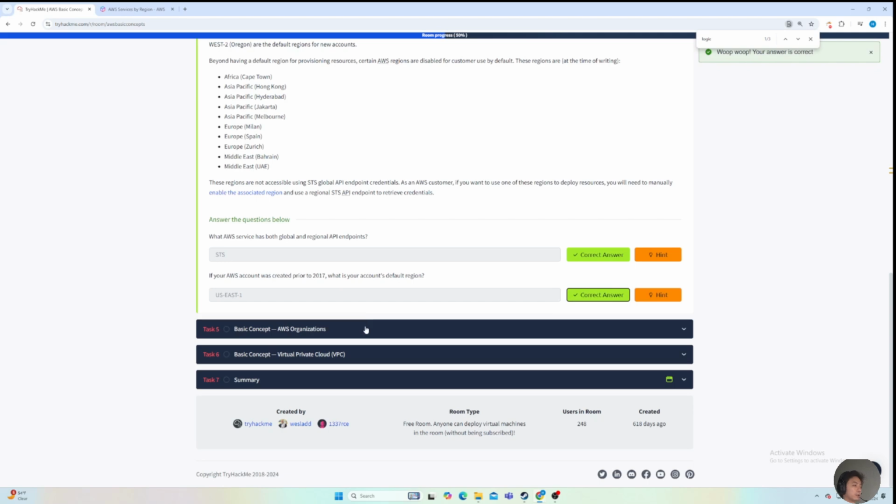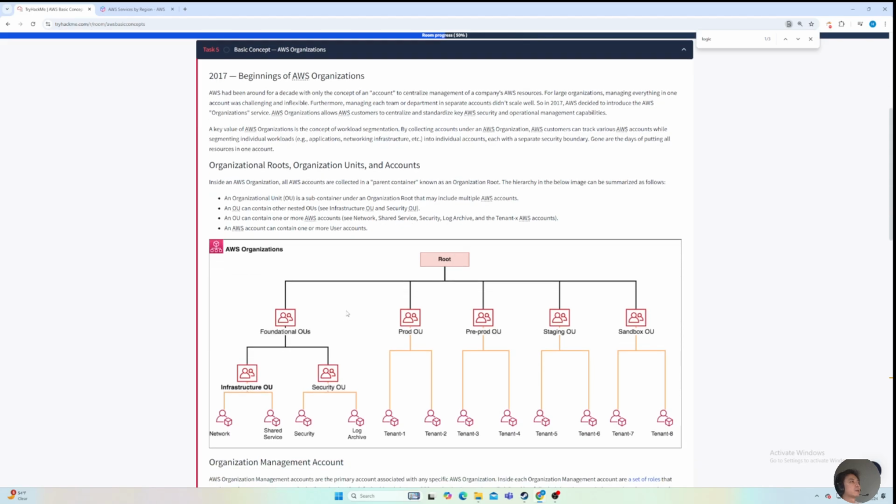Alright, moving on. The next concept, AWS Organizations. 2017, the beginnings of AWS Organizations. AWS had been around for a decade with only one concept of an account to centralize management of a company's AWS resources. For large organizations, managing everything in one account was challenging and inflexible. Furthermore, managing each team or department in separate accounts didn't scale well. So in 2017, AWS decided to introduce the AWS Organizations service.